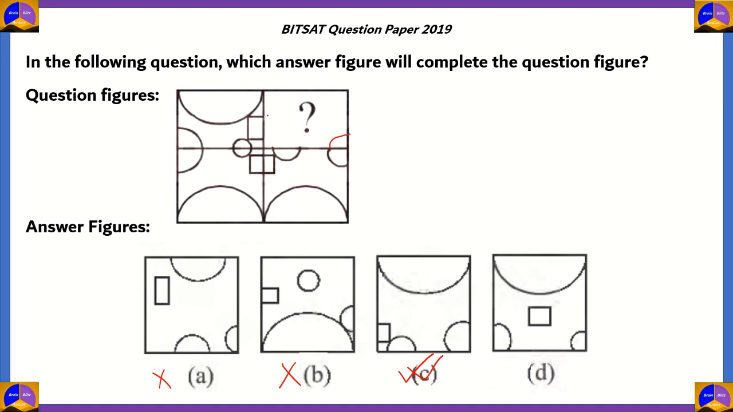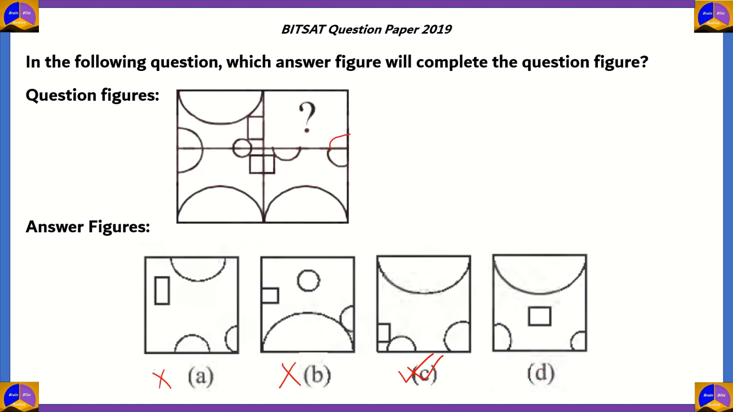Also, you can see that the rectangle is bisected in the bottom tile, so such a bisection of the rectangle must be present in the top tiles. So that is only possible when C is the correct answer figure.